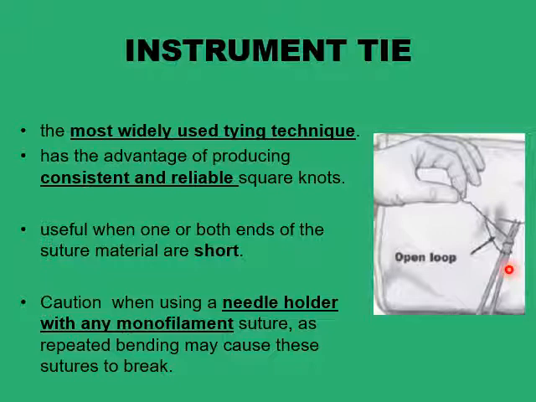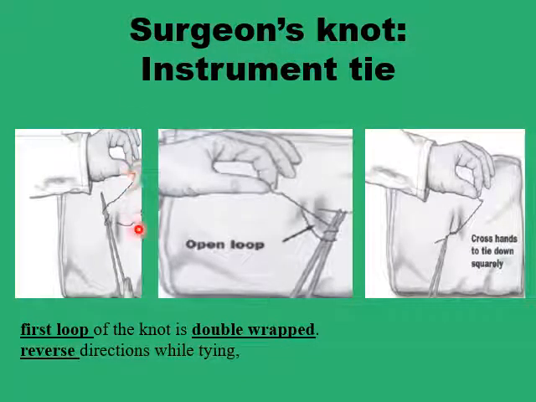So rather than wrapping the two ends on each other directly, you wrap one end over the instrument and then pull the other end through the loops. So this is how the instrument tie is built up. You wrap the long end on the needle holder once or twice or any number of times required. You pick up the other end, the short end, and pull it through the open loops and form the first half reef knot, and then reverse your hand and do the other half reef knot and secure the knot in position.